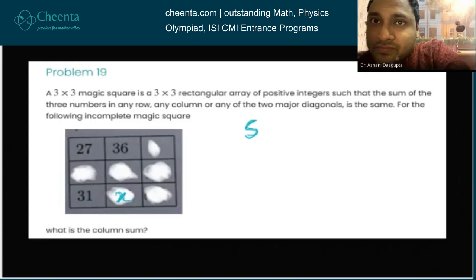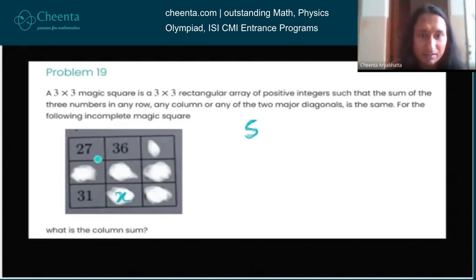So this one here is going to be S minus 58. Why is that? Because the sum is 27 plus something plus 31. The sum of 27 and 31 is 58. So that thing is S minus 58.